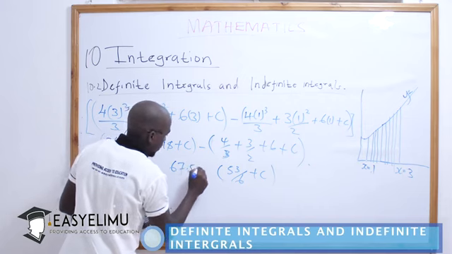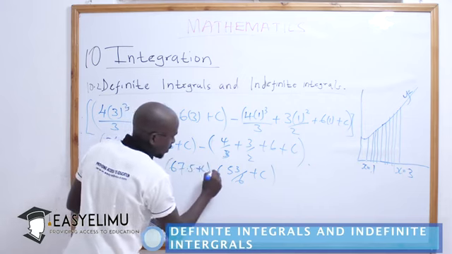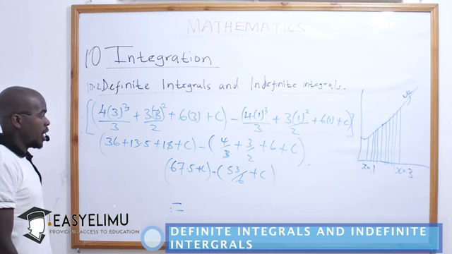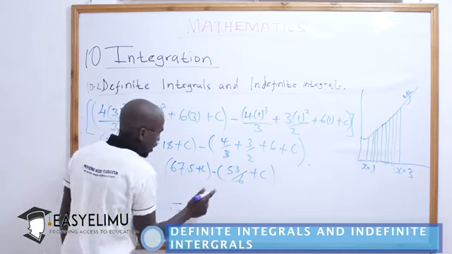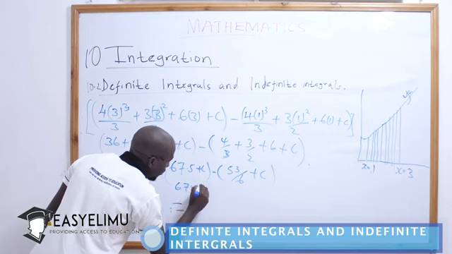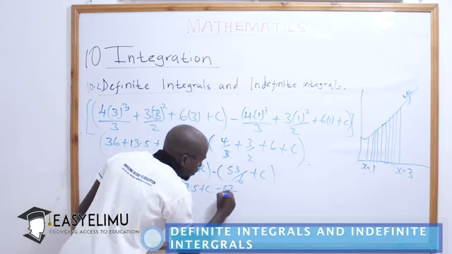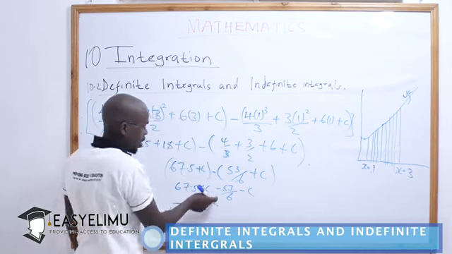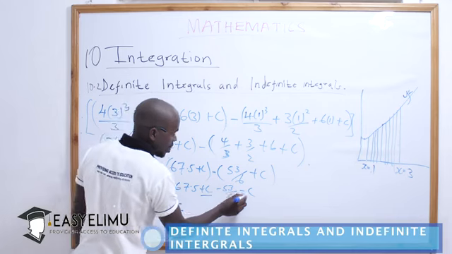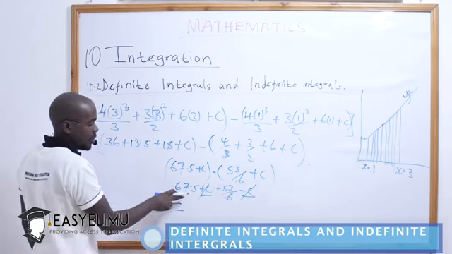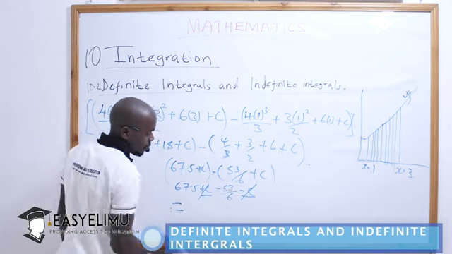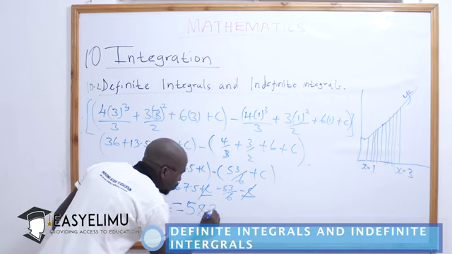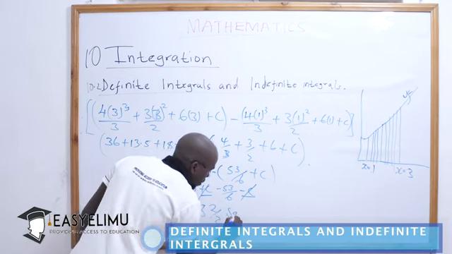67.5 plus c, but here we have a subtraction sign. So we need to find out the difference between the two, and we shall see that if we open the bracket, we are going to get 67.5 plus c minus 53 over 6 minus c, because this one will open. But this plus c and minus c cancels out, and then we remain with the 67.5 minus 53.6, and we are going to get 58 and 2/3 square units.